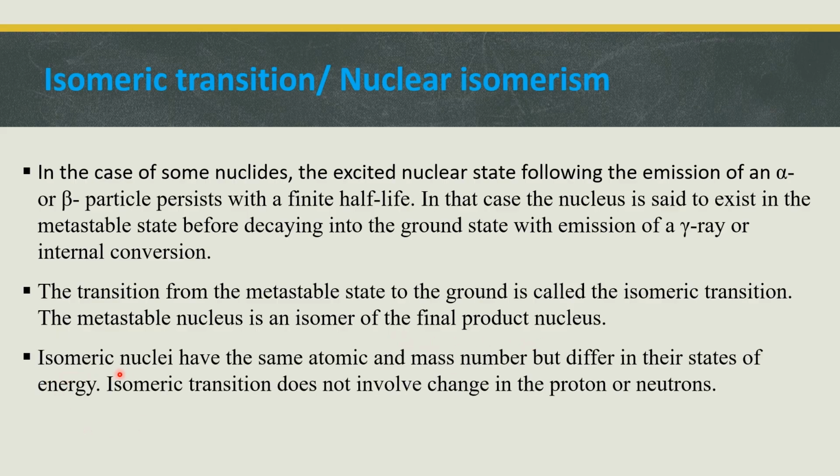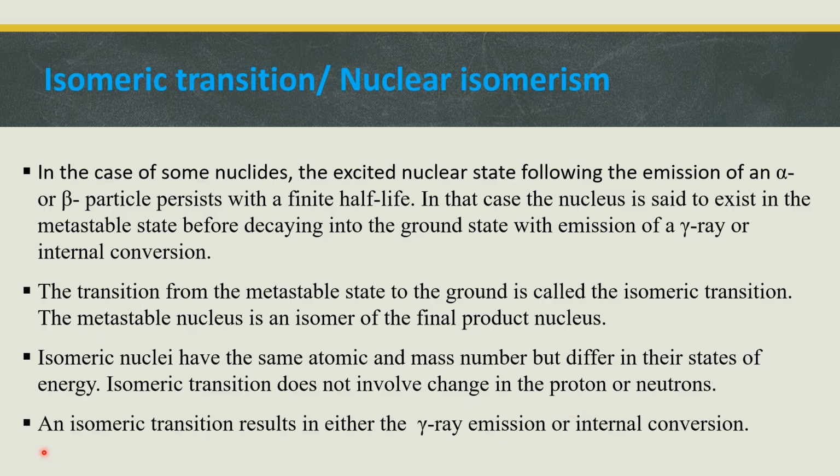Isomeric nuclei have the same atomic and mass number but differ in their states of energy. So the isomeric transition does not involve a change in the protons or neutrons. An isomeric transition results in either gamma emission or internal conversion. There is also internal pair conversion.